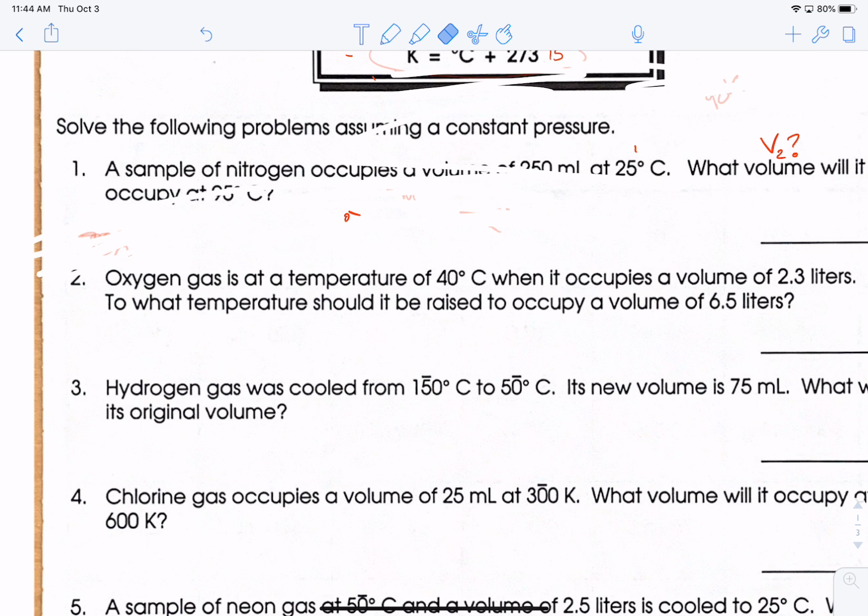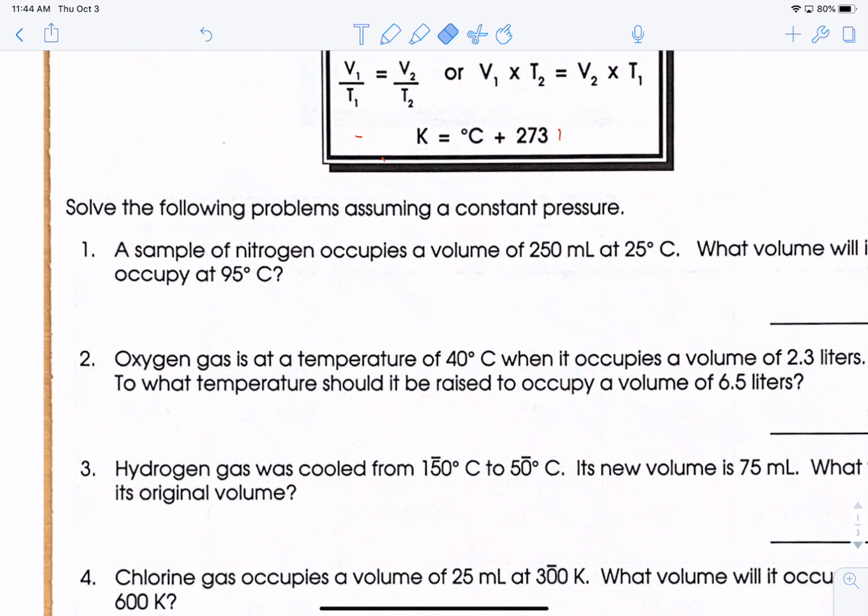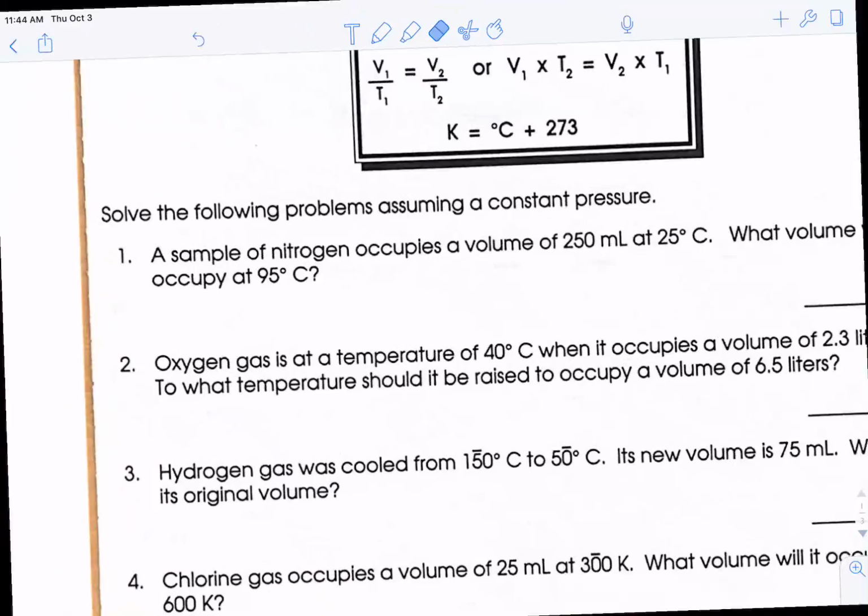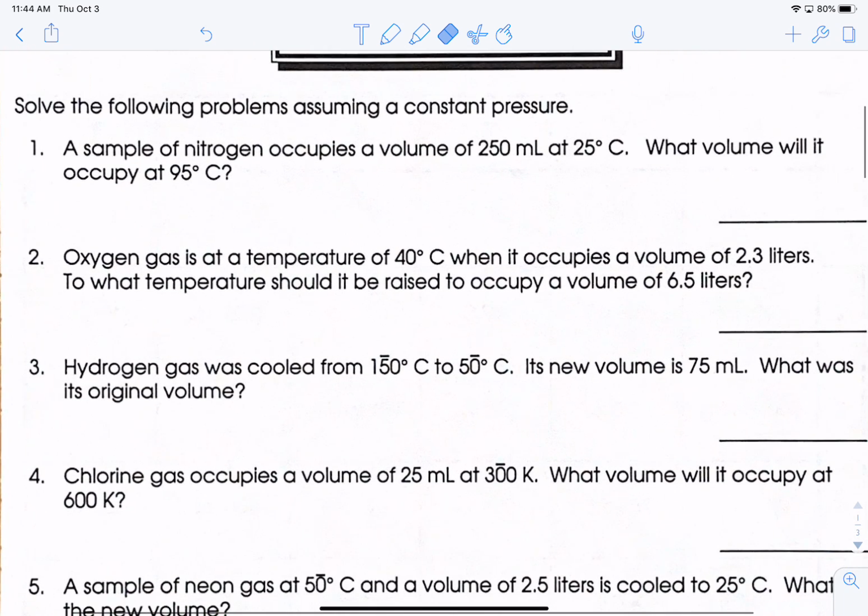All right. Let's quickly go through how to do this first problem. A sample of nitrogen gas occupies a volume of 250 mL at 25 degrees Celsius. What volume will it occupy at 95 degrees Celsius? All right, so I have a volume 1 right here. Milliliters, that's a volume.